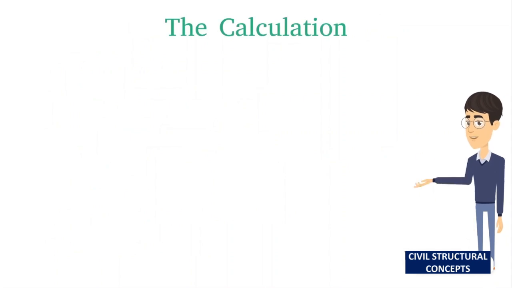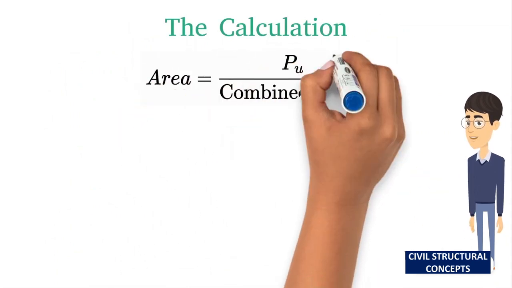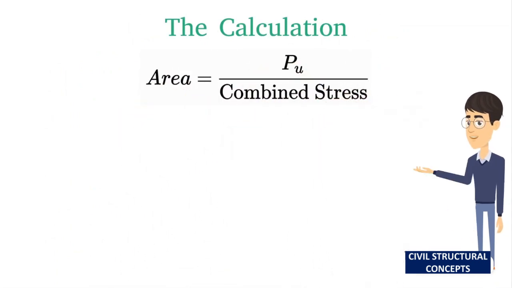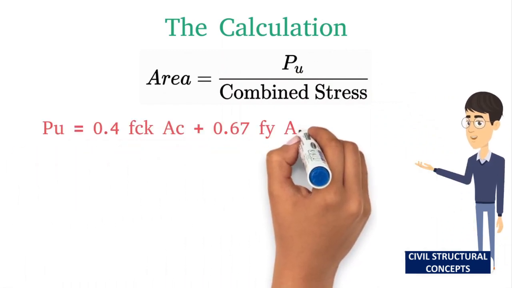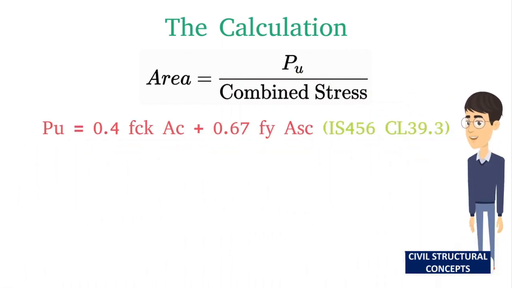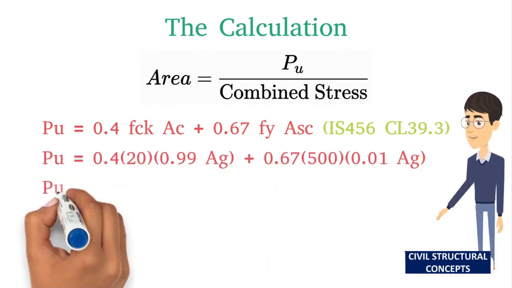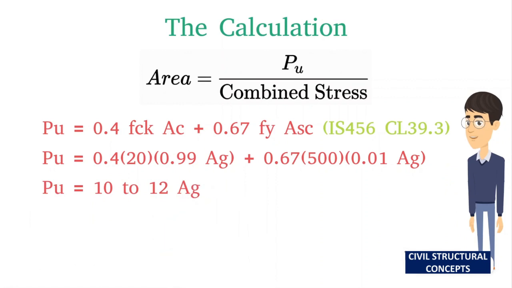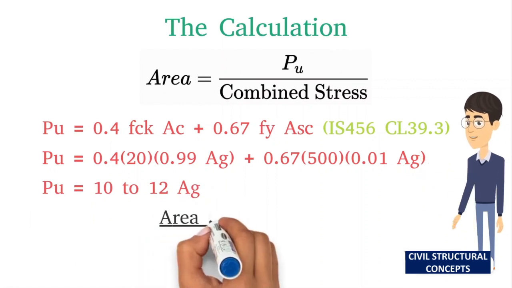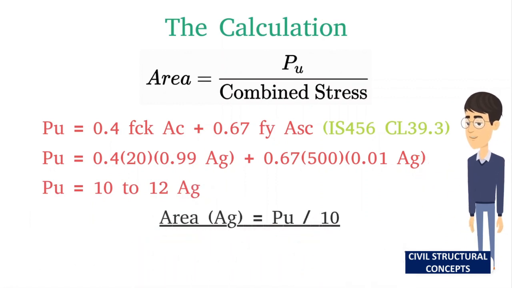Now for the sizing formula. To make this easy for an initial guess, the required gross area AG equals the factored load divided by a combined stress factor. Combined stress factor comes from this formula. For M20 concrete and 1% steel, we can estimate the stress factor roughly around 10 to 12 newtons per square millimeter depending on the grade of steel and concrete. Let's be conservative and use 10.